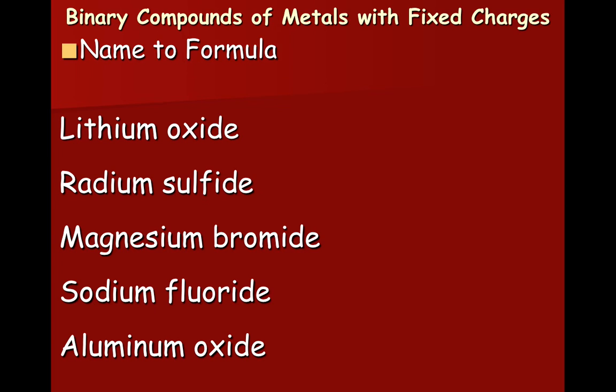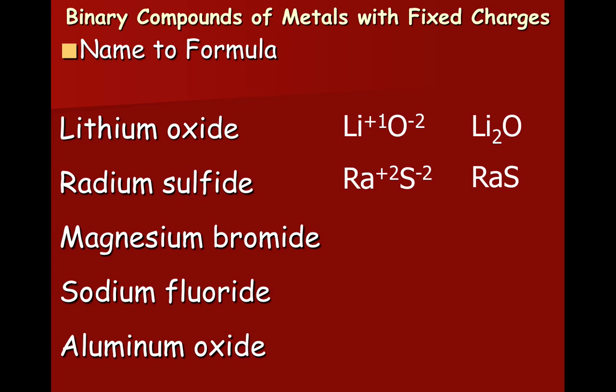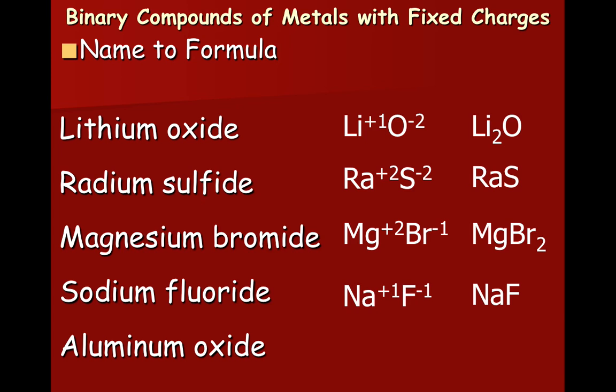1, 2, 3. So lithium is +1, oxygen is -2, Li2O. Radium is +2, sulfide's -2. Reduce it down from a 2-to-2 to a 1-to-1, so RaS. Magnesium's +2, bromine's -1, crisscross, you get MgBr2. Sodium's +1, fluoride's -1. Don't include the 1, so just NaF. And aluminum's +3, oxygen's -2, crisscross, and you get Al2O3. So that does it for the simplest type of naming, binary stock system with metals with fixed charges. Next time we'll look at metals that have multiple charges.